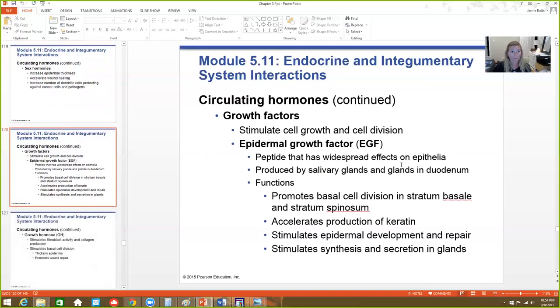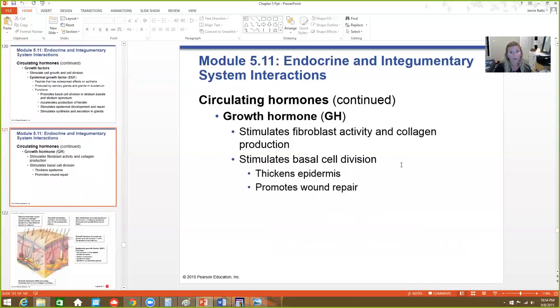You also have growth hormones, which stimulate cell growth and division, something called epidermal growth factor, or EGF, which is widespread throughout the epithelia. It's produced by the salivary glands and glands in the small intestine. It's basically there to promote cell division in that stratum basale. It also accelerates keratin production, stimulating epidermal growth and repair, synthesis and secretion within the glands.